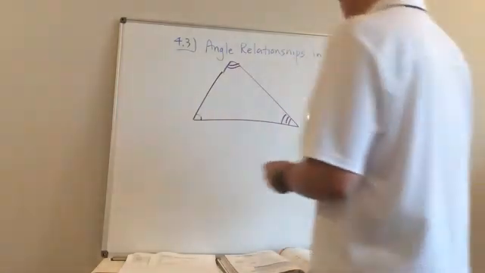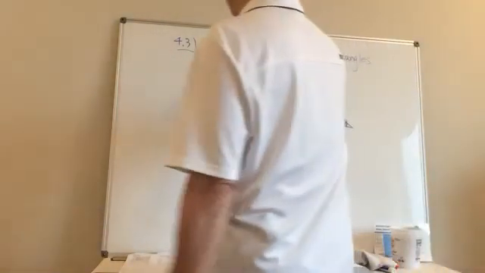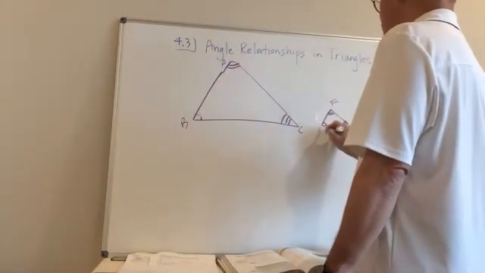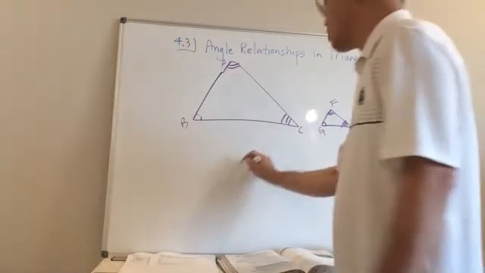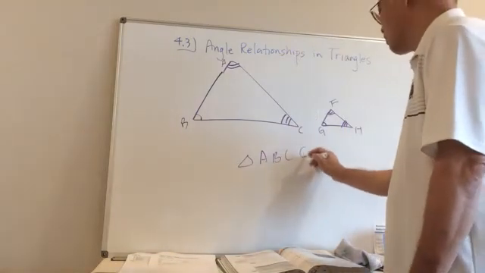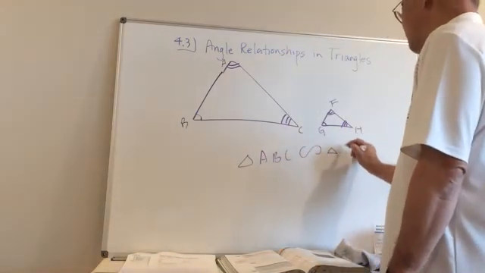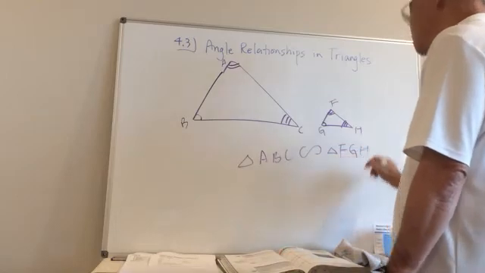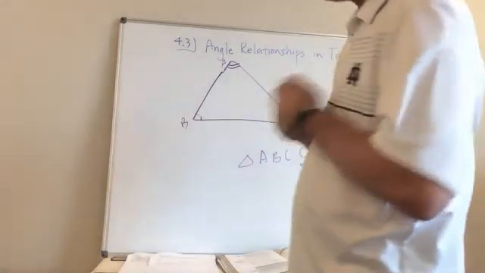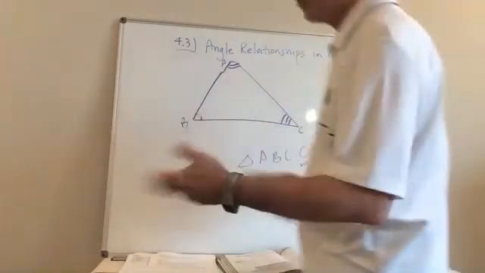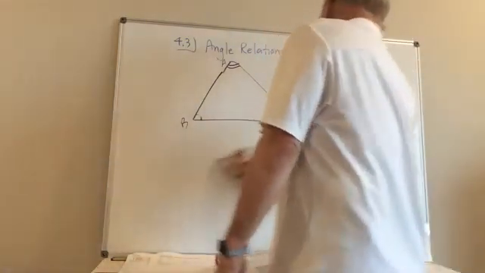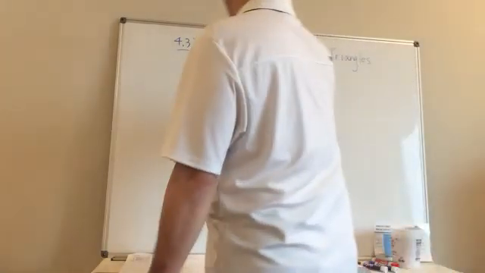Okay, so if I had this is triangle ABC, and this is triangle FGH, I would say that triangle ABC is similar to triangle FGH. Okay, so this is the notation we would use for similar. Just giving you a heads up. We're going to learn this pretty soon. So that's what similar triangles are.